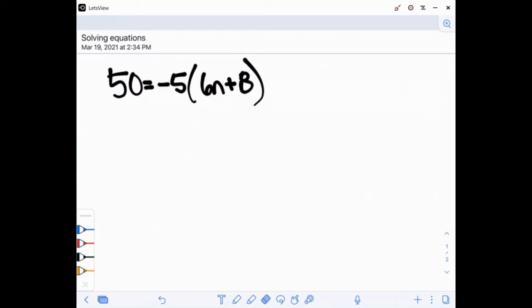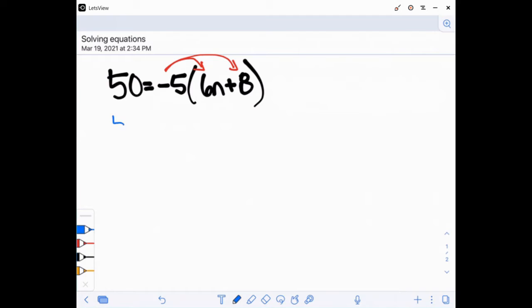So my first step, I'm going to apply the distributive property. This negative 5 times 6n and this negative 5 times 8. I'm going to distribute that negative 5 to both of those terms. The solution is going to be 50, no change on the left side, equals negative 30n plus negative 5 times 8, that's negative 40. Okay.